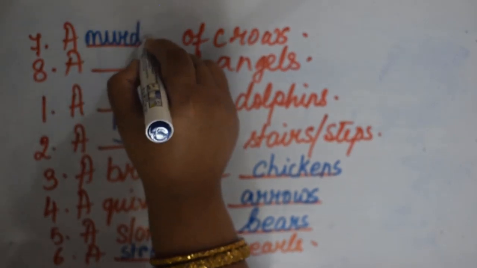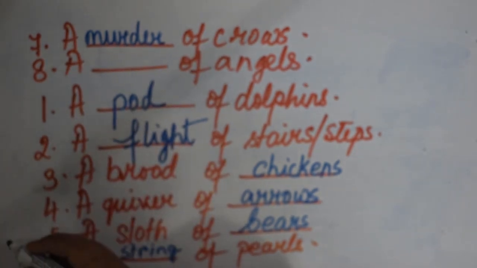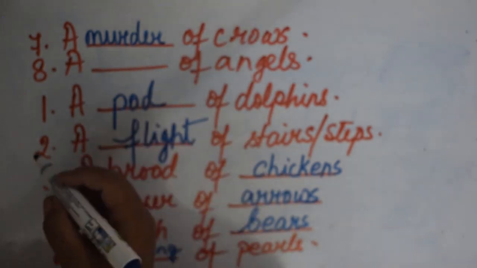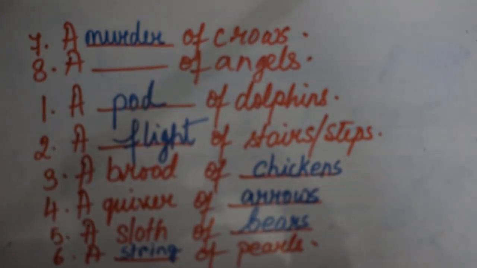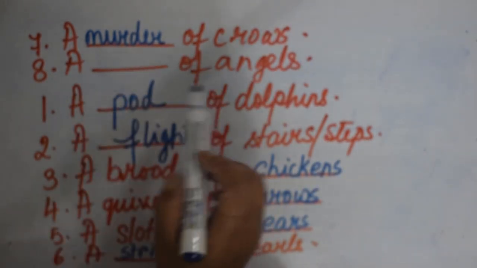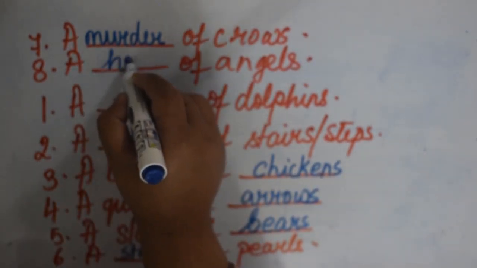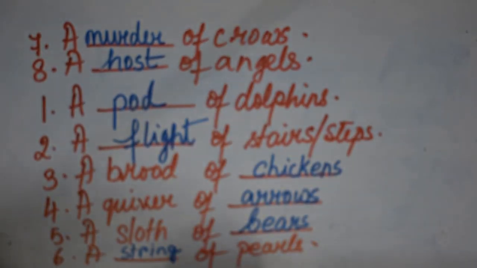Hopefully you'll remember this collective name for a group of crows, murder. Okay, a murder of crows. Seriously, when crows get together and start cawing very loudly, we really feel like killing ourselves, right? And a host of angels. A host of angels.